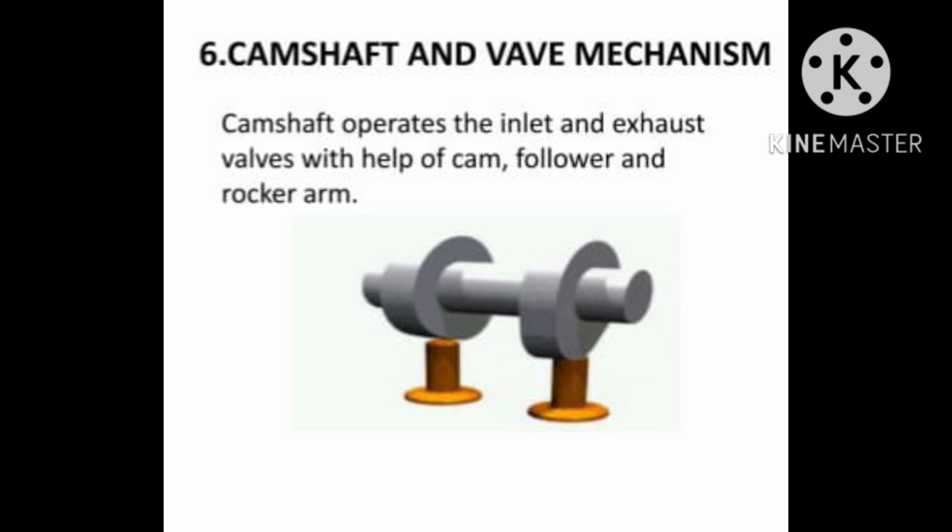The sixth part is camshaft and valve mechanism. The opening and closing of inlet valve and exhaust valve occurs with help of a shaft which is known as camshaft. On these camshafts, cams are fitted which continuously move with help of motor. Now camshaft operates the inlet and exhaust valves with help of cam, follower and rocker arm. You can see the diagram of a camshaft which is having the cams on it, and they are pressing the inlet and exhaust valves.